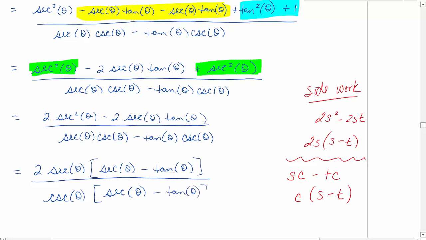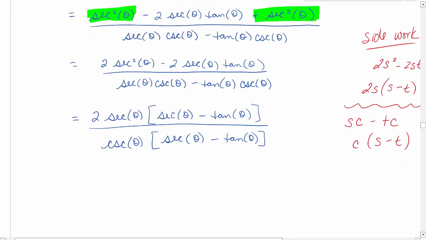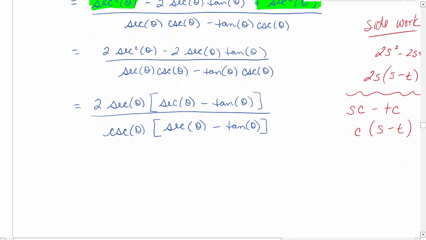Well, look how nice that worked out for us. We now see that we have a common factor of secant minus tangent in the top and in the bottom that can be canceled out. We're left with 2 secant of theta over cosecant of theta.